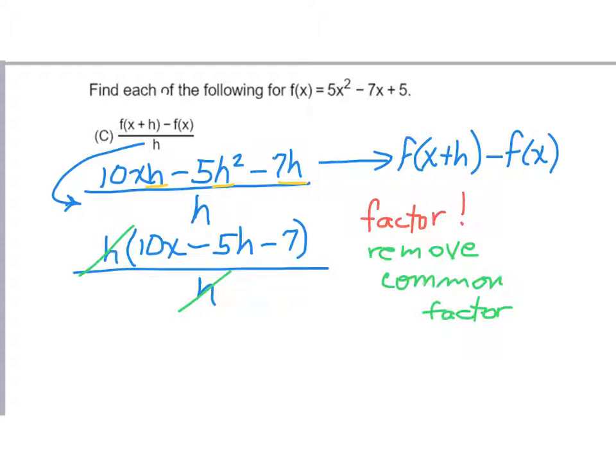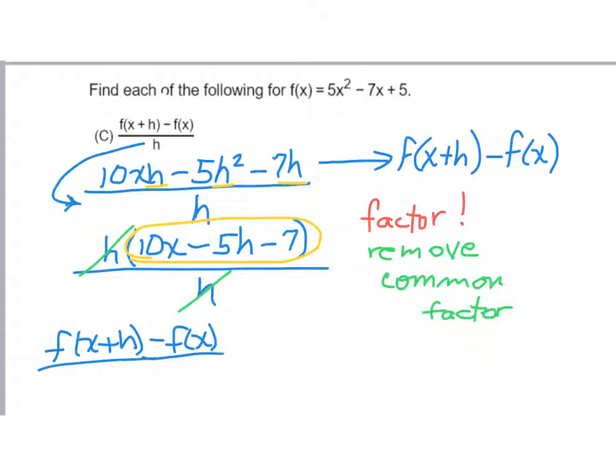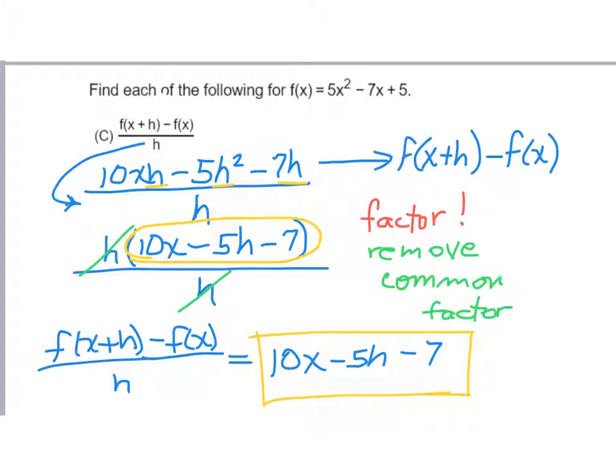So now we need to look at what's left. And what's left is just the part that's in the parentheses. So f of x plus h minus f of x, divided by h, is equal to 10x minus 5h minus 7, and that is then our final answer.